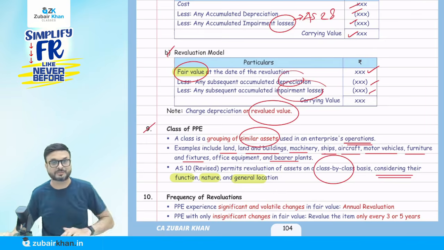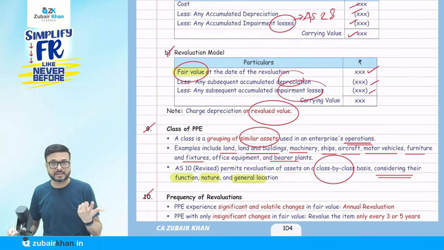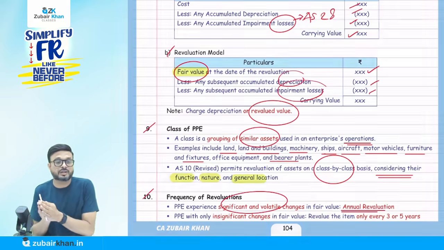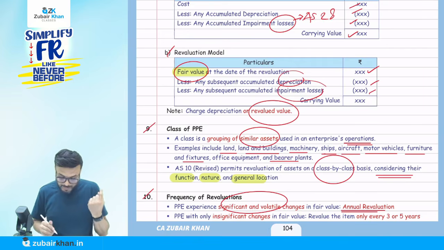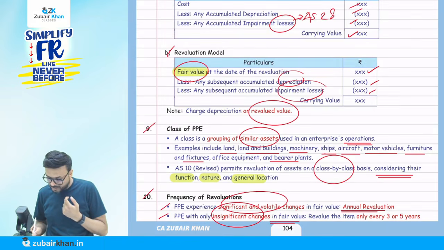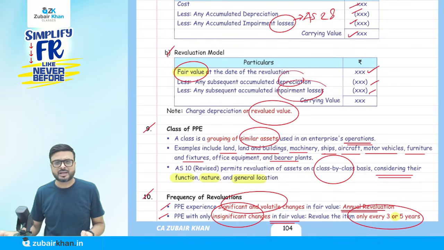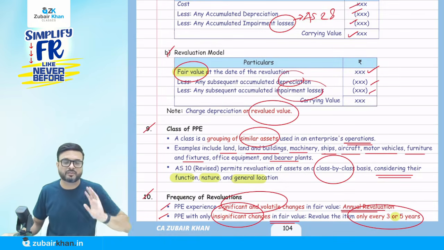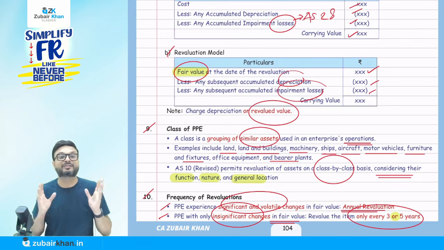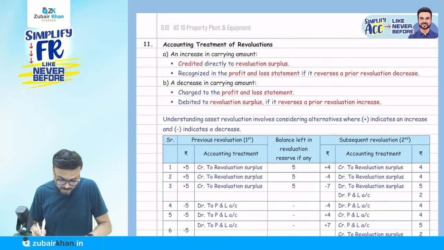Now, when we follow the revaluation model, should I check annually? Yes, if the fair value changes significantly or is volatile, we have to do the revaluation every year. But if the PPE has only insignificant changes in fair value, revalue the item only every 3 or 5 years. It means that if values change very rarely, do the revaluation every 5 years. If they change sometimes, do it every 3 years. If they change very frequently, we have to do the revaluation annually. Now we'll discuss the accounting treatment of revaluation.